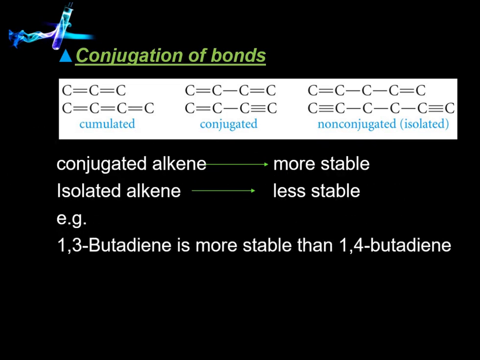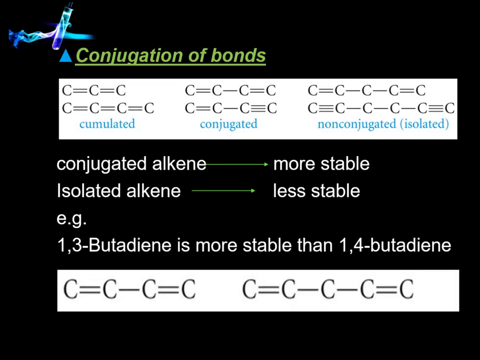For example, 1,3-butadiene is more stable than 1,4-butadiene. Such kind of questions are also given in the exam. You have to answer why 1,3-butadiene is more stable than 1,4-butadiene. The structures of 1,3-butadiene and 1,4-butadiene are being shown to you. 1,3-butadiene is a conjugated system and 1,4-butadiene is a non-conjugated or isolated system. Details of why this happens will be discussed later on in the next few topics that are given in your book.